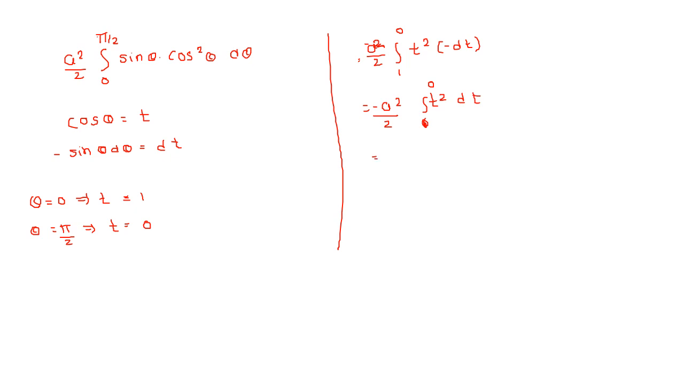So it is equal to minus a square upon 2 as it is. The integration of t square is t cube upon 3, with limits 1 to 0. So it is minus a square upon 2 times upper limit minus lower limit, that is 0 minus 1 upon 3. After solving this, we get a square upon 6.